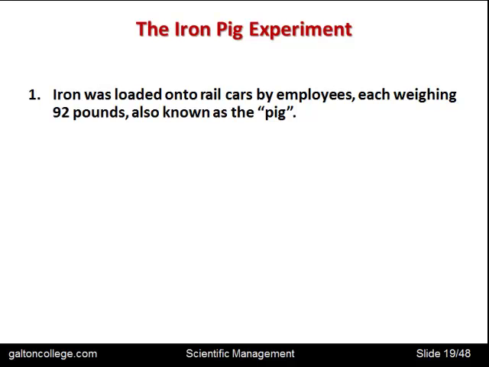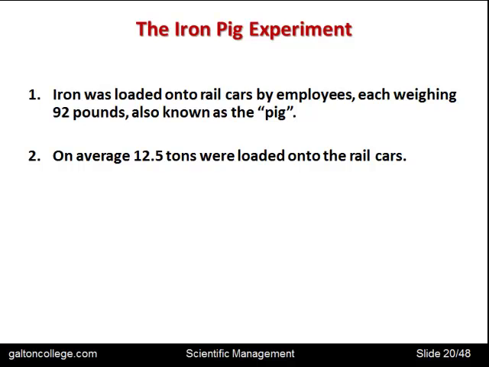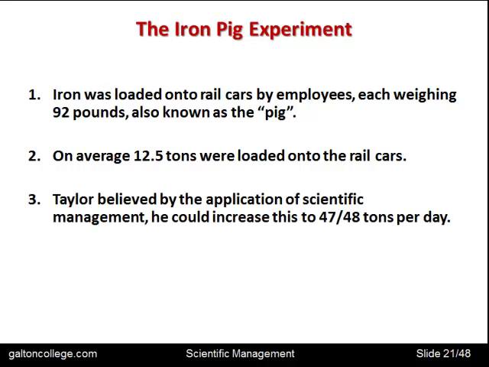So the iron was loaded onto rail cars, or onto railways if you like, by the employees, in batches of 92 pounds, known as the pig. On average, 12.5 tons were loaded onto the rail cars, as the Americans would say. Taylor believed by the application of scientific management he could increase this to 47 or 48 tons per day.